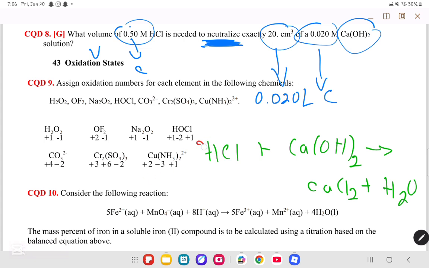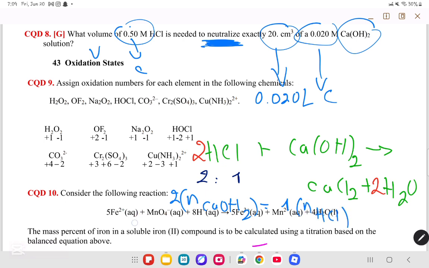In order to balance it, you'll put a 2 over here and a 2 over here. So you can see what the ratio is, 2-to-1. That means 2 times the number of moles on this side is equal to 1 times the number of moles on this side, right? So what does this mean? This means 2 times the number of moles of Ca(OH)2 is equal to 1 times the number of moles of HCl, right?